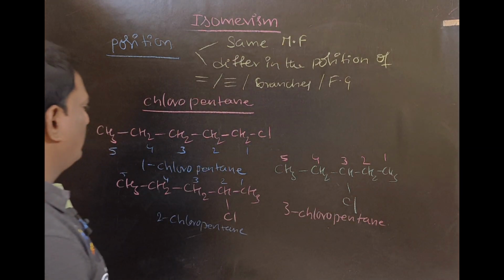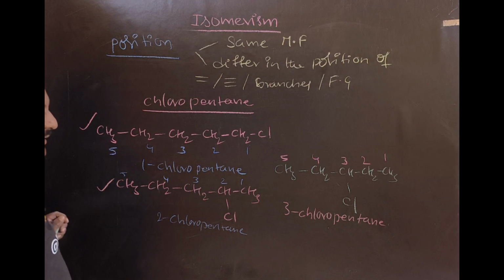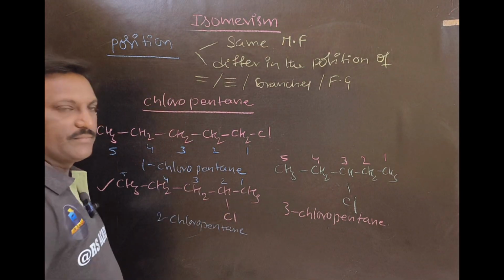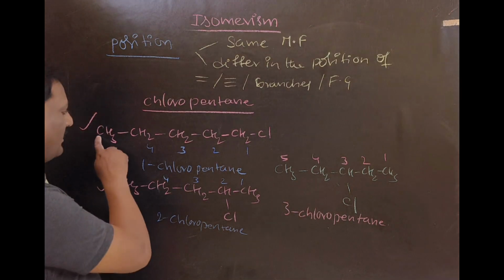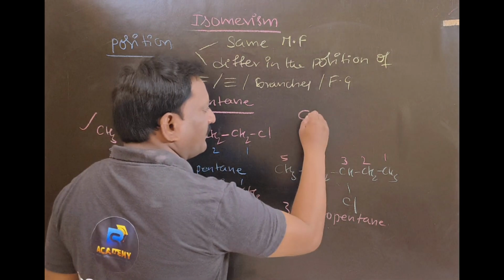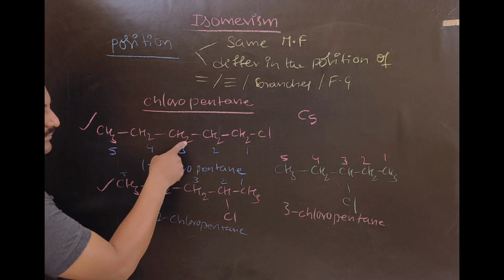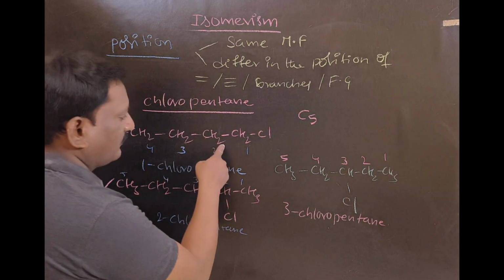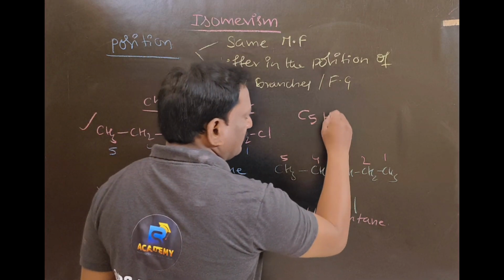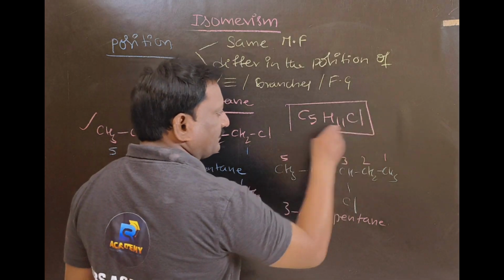3-chloropentane. This is 1-chloropentane. 2-chloropentane. This is a 3-chloropentane. Chemical formula is same. So let us check. How many carbons? 1, 2, 3, 4, 5. 5 carbons. Hydrogens 5, 7, 9, 10, 11. Chlorine 1. This is the chemical formula.